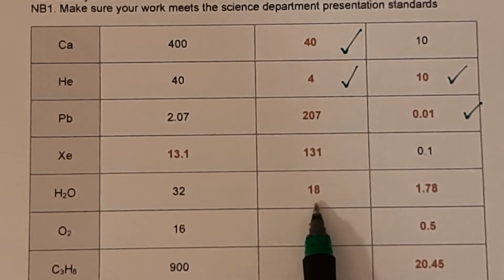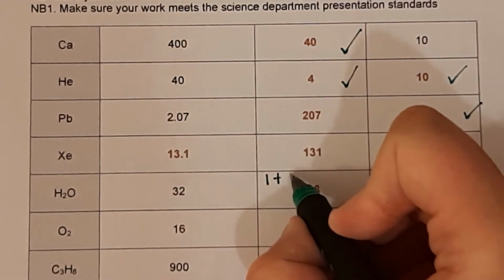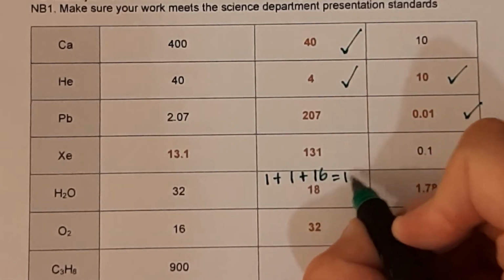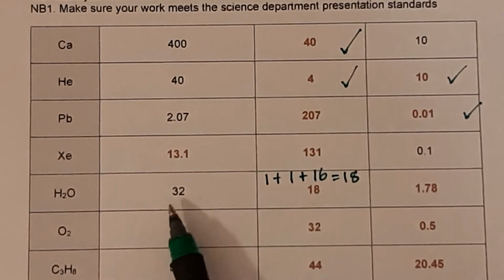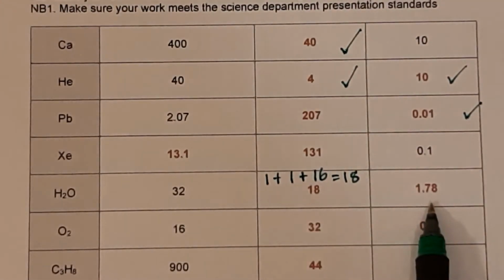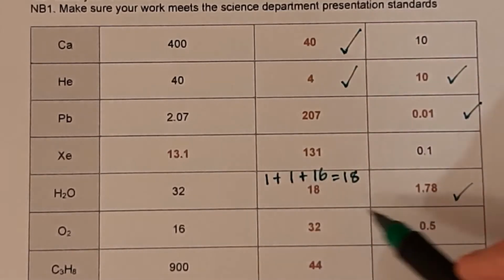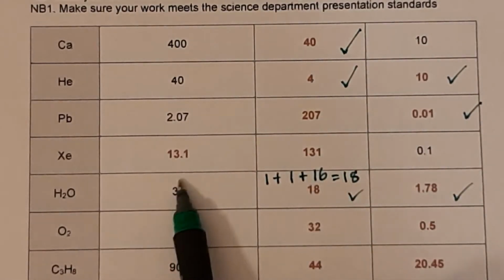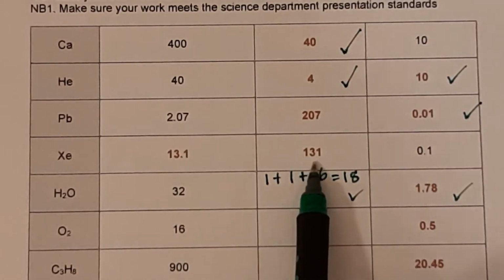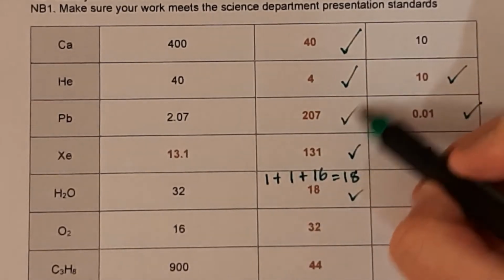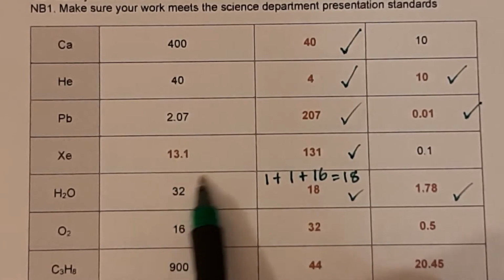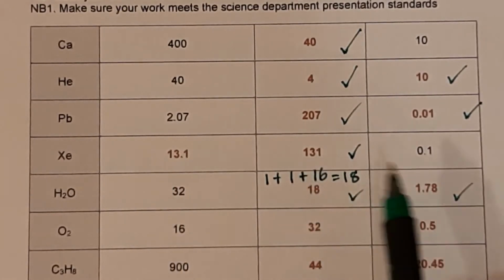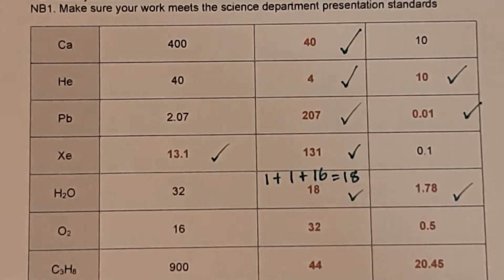Water, well, we can work out the relative molecular mass of water is 18, as shown in the example earlier on page 6. So 1 plus 1 plus 16 equals 18. So that's 1 each for the hydrogens plus 16 for the oxygen equals 18. And so 32 divided by 18 gives us 1.78. Oh, we've missed one, my apologies. So xenon. 131 is the relative atomic mass of xenon. And to work out the grams, we would do 131 multiplied by 0.1, giving us 13.1.